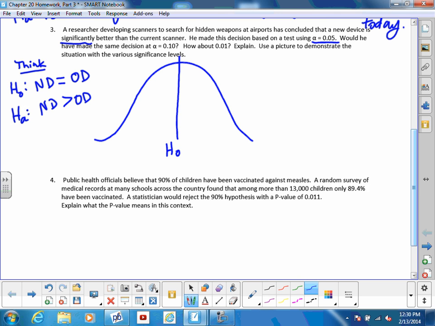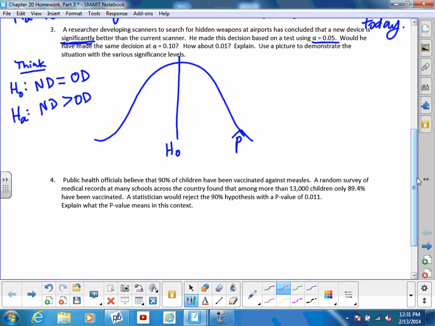This is a normal model if the null hypothesis is true, if the devices work the same. Well, this guy found a sample where the new is significantly better. So that means he had a sample way up here. It's significantly better, okay? All right. And he made this decision based on an alpha of 0.05.